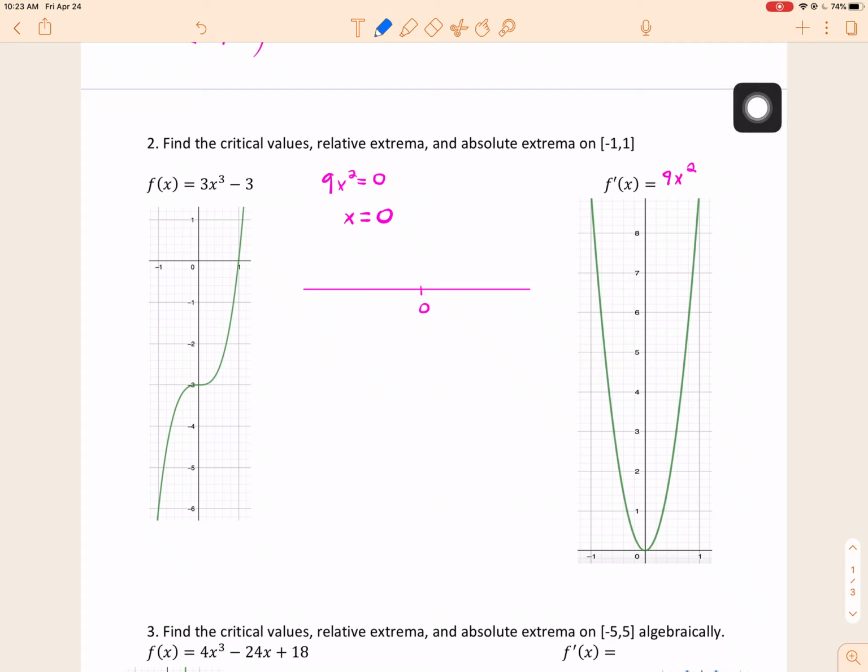Okay. Now, if we plugged in a number to the left of 0, look at the derivative. Would you get positive y or negative y values? Positive. What about to the right of 0? Positive. So we have positive, positive, which means, do we have a relative extrema? No, it doesn't go up to down or down to up. It's up, up.